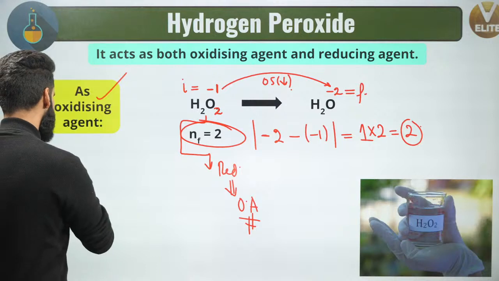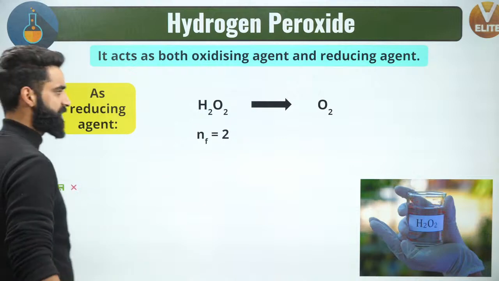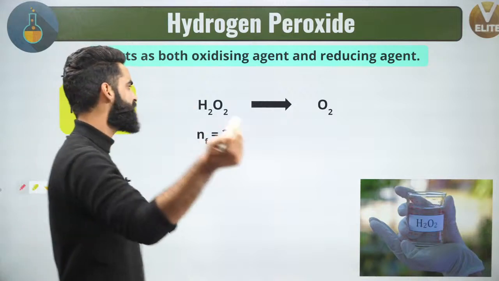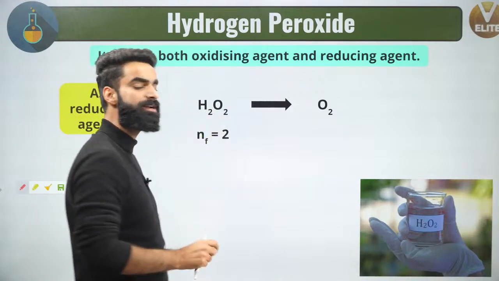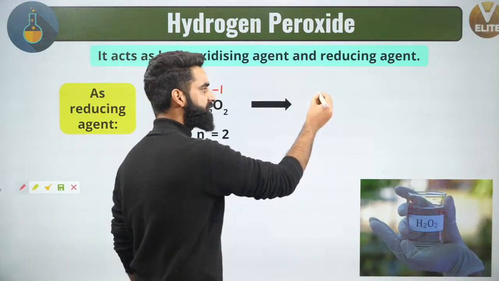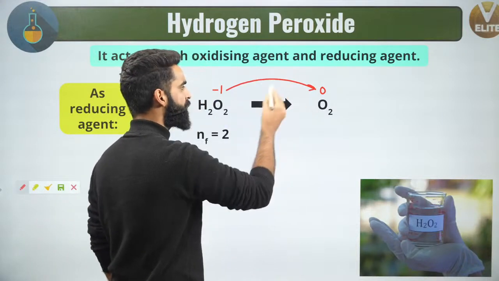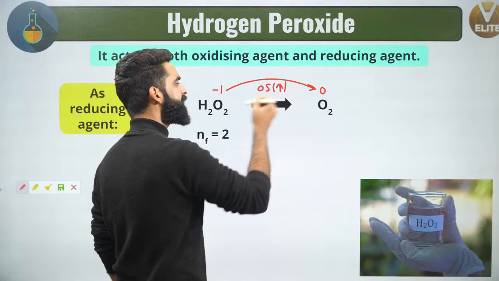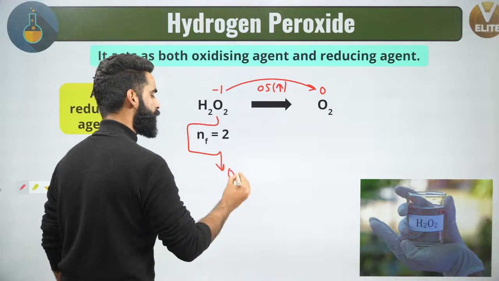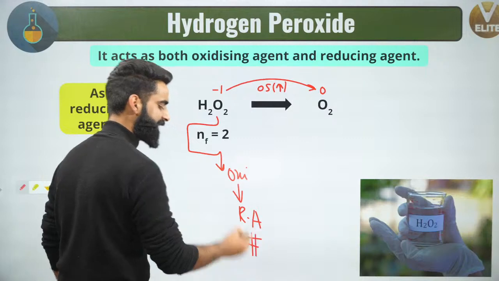Now, at the same time, the same H2O2 can act as the reducing agent as well. How will you identify that? Let's get to know that. Over here, we have hydrogen peroxide. What is the oxidation state of oxygen in hydrogen peroxide? It's -1. What about the oxidation state of oxygen right here? It is 0. Is the oxidation state increasing or decreasing? From -1 to 0, it is increasing. An increase in the oxidation state is what we call oxidation. So in this reaction, H2O2 is undergoing oxidation, and it is going to act as the reducing agent.